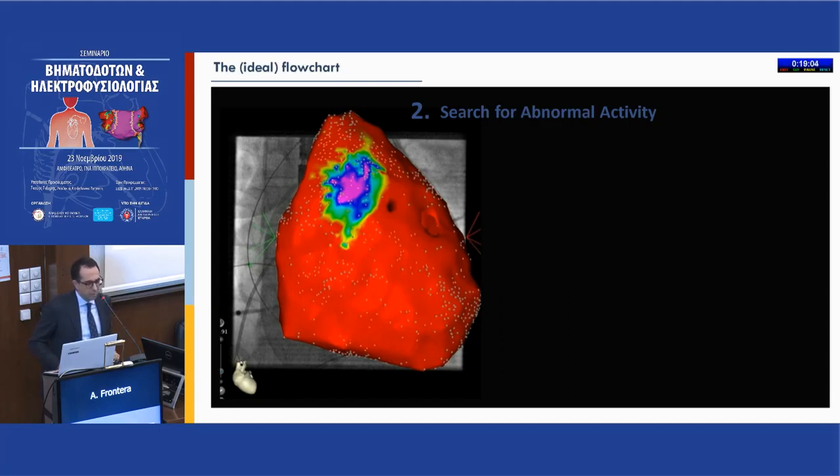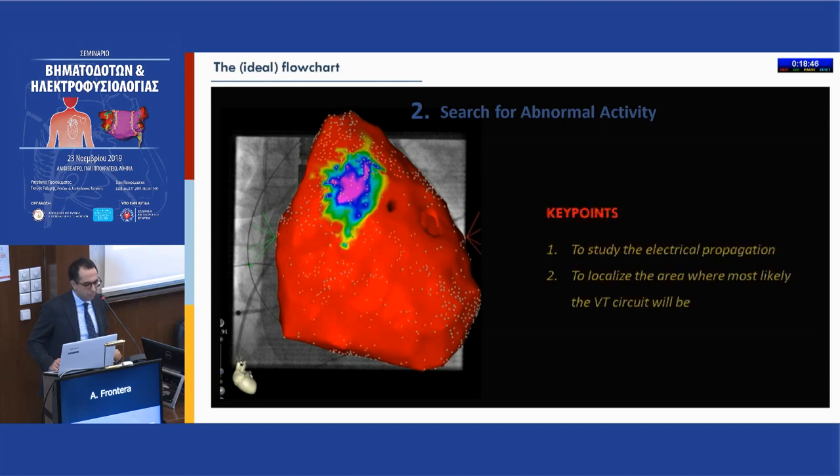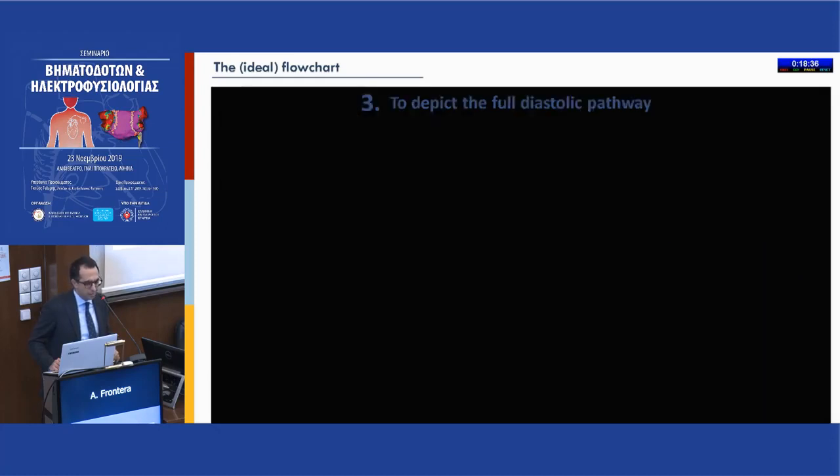This is what we do at our institution. You see the red is all the potential inside the QRS, and when there is slow conduction, you have some late activity. And this island of violet color is represented by late potential. So the key point in this figure is that we want to study the electrical propagation and to localize where the area of the VT circuit most likely is.